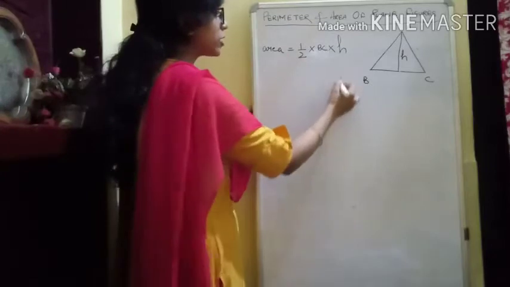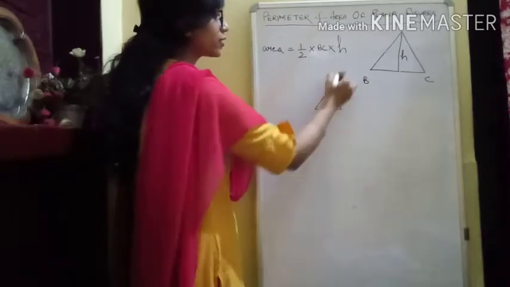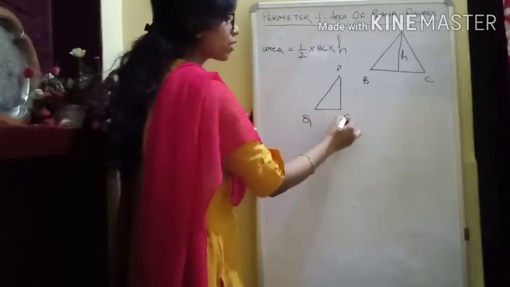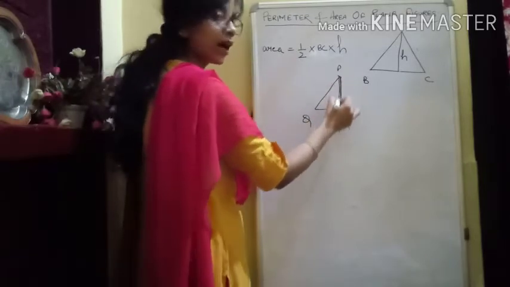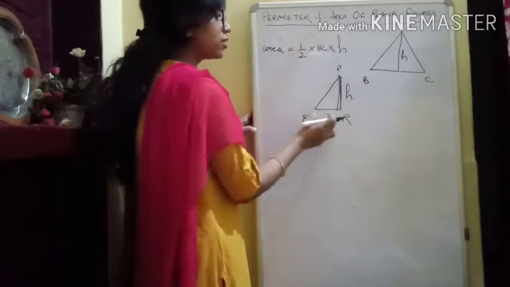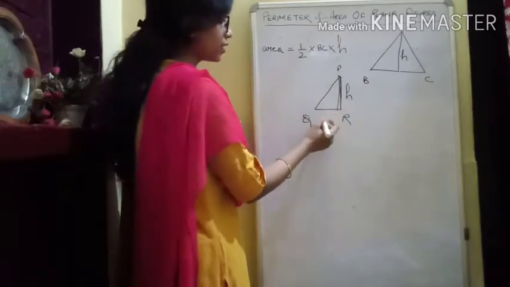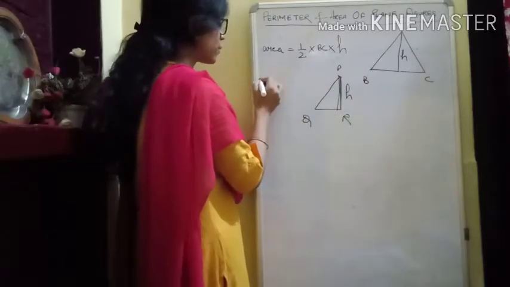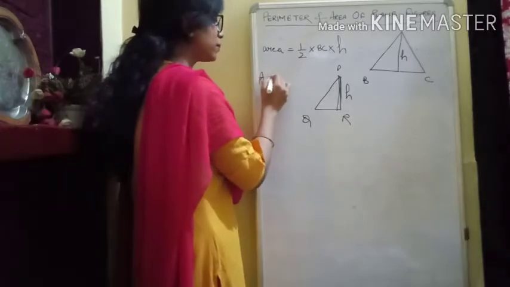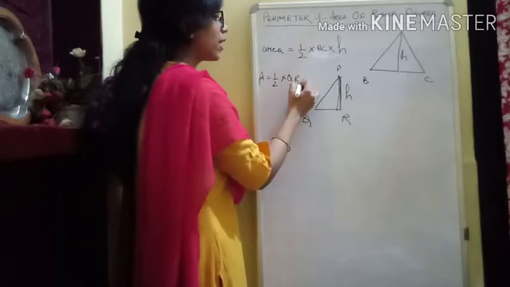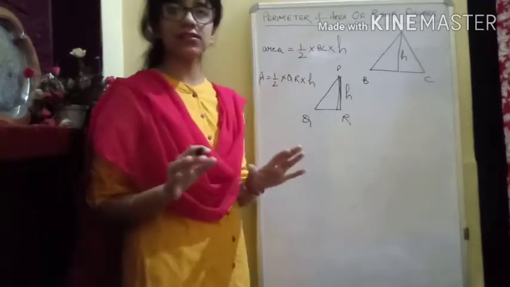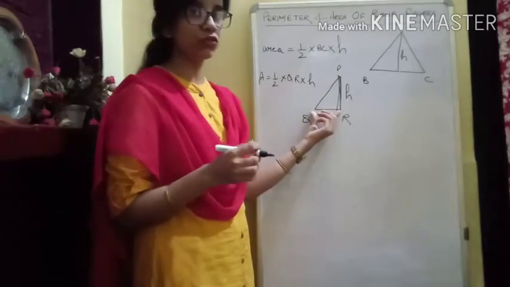Now if the right angle triangle is given, let's say PQR, then this is your perpendicular, which is also your height, let's say it is h. This would be your base, let's take it as QR. Then the area would be simple: half base, what is your base? It is QR, and height again. So I think this is easy. If you have a right angle, you will use this.